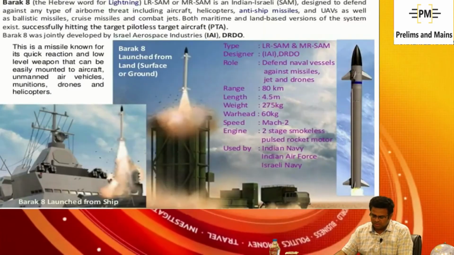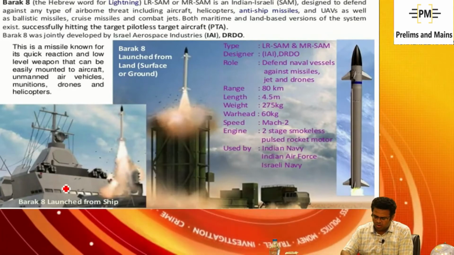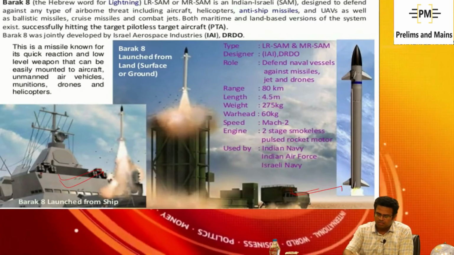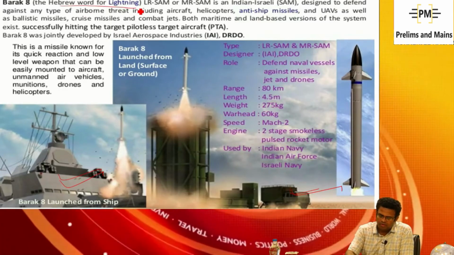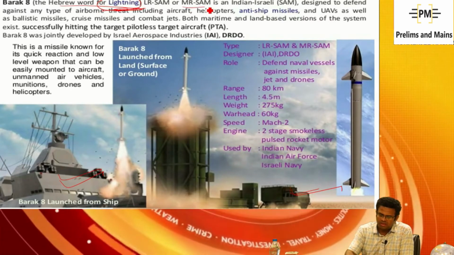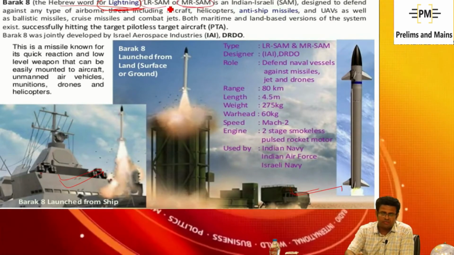This is your Barak 8, it can be launched from the sea, it can be launched from the surface also. And Barak is a Hebrew word of Israel, meaning lightning. It is a medium range surface-to-air missile and also a long range surface-to-air missile.